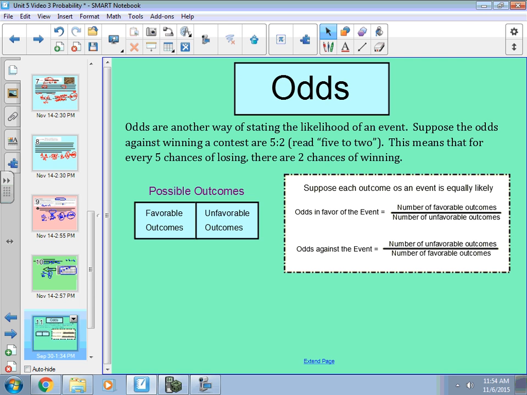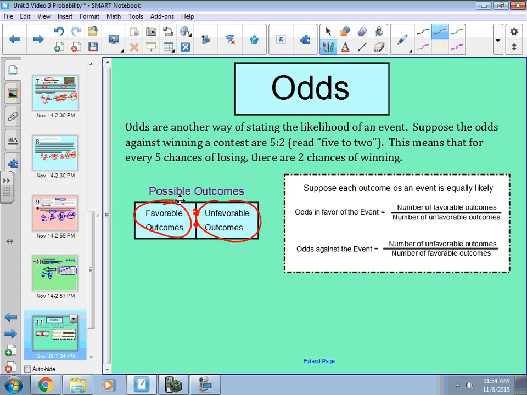So when you do odds, you look for your favorable outcomes compared to your unfavorable outcomes. Notice that total is not part of this. Okay, there is no total involved. You don't find the total when you do odds.